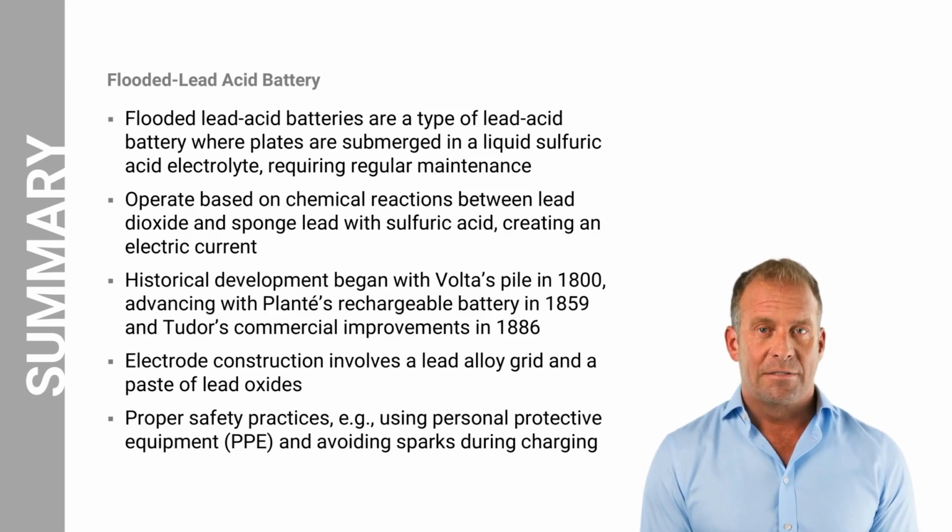Let us look at our lesson summary on flooded lead-acid battery. Flooded lead-acid batteries are a type of lead-acid battery where plates are submerged in a liquid sulfuric acid electrolyte, requiring regular maintenance. They operate based on chemical reactions between lead dioxide and sponge lead with sulfuric acid, creating an electric current. Historical development began with Volta's pile in 1800, advancing with Planck's rechargeable battery in 1859 and Tudor's commercial improvements in 1886. Electrode construction involves a lead alloy grid and a paste of lead oxides.